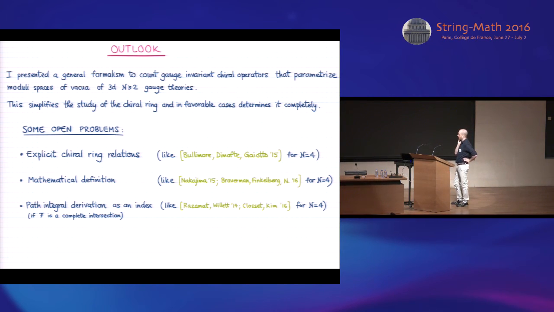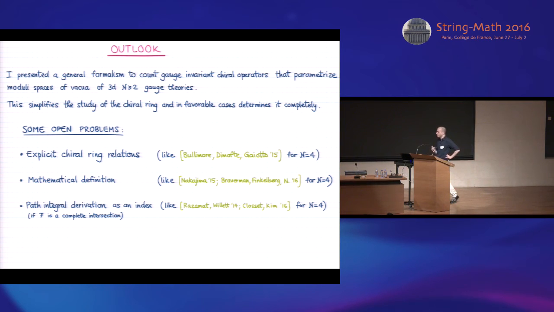There are some open problems that would be nice to address and that were addressed in the N=4 case. As I said, in favorable cases we can determine the chiral ring, but not in general. So it would be nice to have a construction to derive explicitly chiral ring relations, similarly to what was found by Bullimore et al. in the N=4 case.